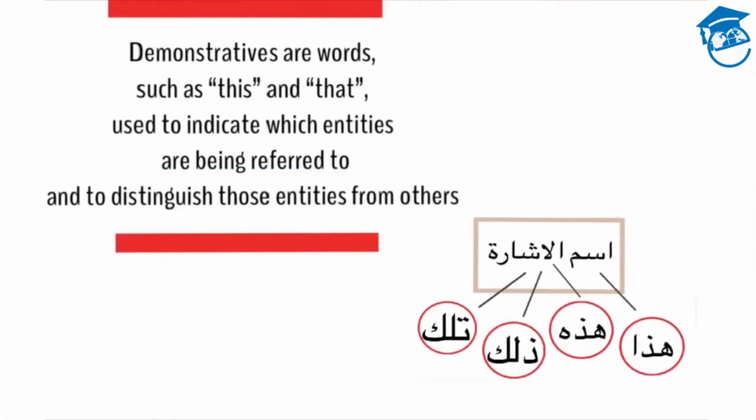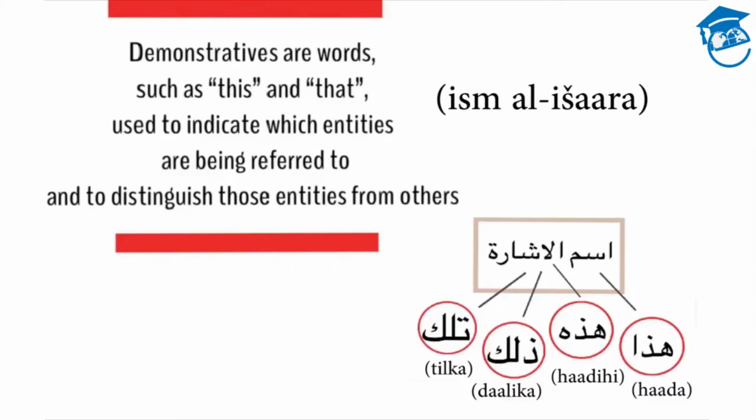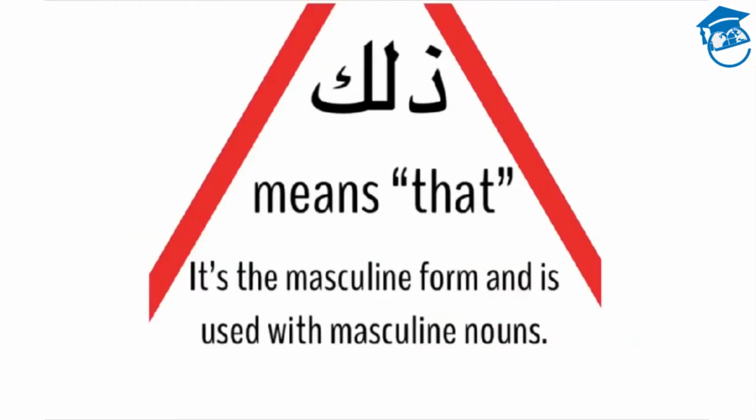Let's begin with a quick review. Remember that demonstratives are words such as this and that, used to indicate which entities are being referred to and to distinguish those entities from others. The Arabic word for demonstratives is ism el-ishara. There are 4 singular demonstratives: hada, hadihi, dhalika, and tilka. Dhalika means that in Arabic. It's the masculine form and it's used with masculine nouns.